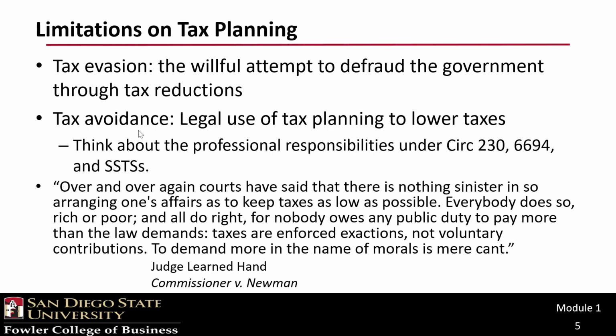Because over and over again, courts have said that there's nothing sinister in so arranging one's affairs as to keep taxes as low as possible. Everybody does so, rich or poor, and all do right, for nobody owes any public duty to pay more than the law demands. Taxes are enforced exactions, not voluntary contributions. To demand more in the name of morals is mere cant. And again, that's the famous Judge Learned Hand, who we talked about earlier with the fruit and tree analogy.